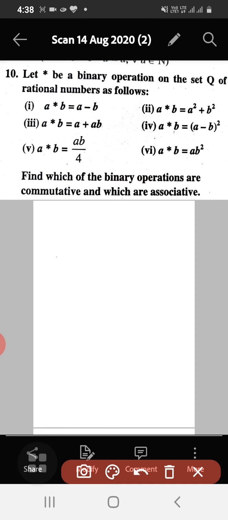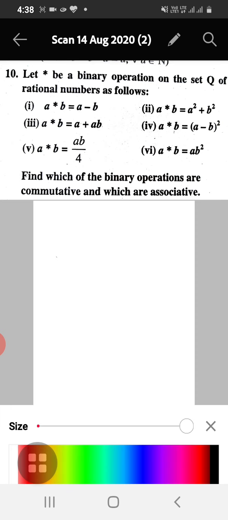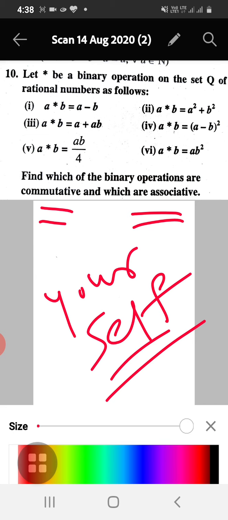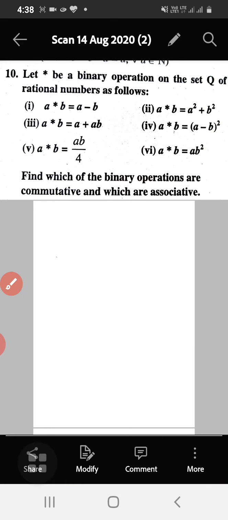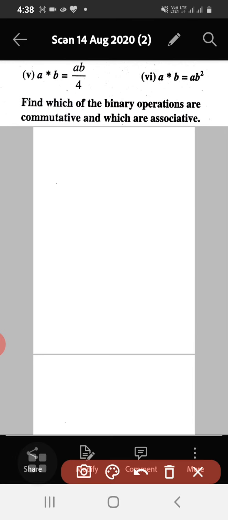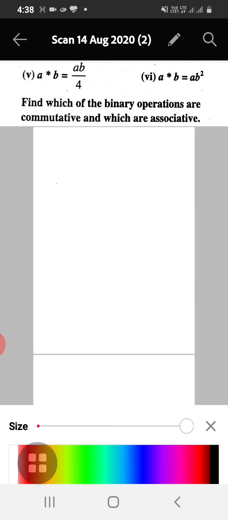Here, find which of the binary operations are commutative and which are associative. So we have to verify only two properties, commutative and associative. Out of these 6 cases, I will solve some of the cases here. The remaining cases you have to solve yourself. Consider those problems as homework and write neatly in your notebook. Okay, let's quickly go through the examples here. I will consider the fifth problem and verify the commutative property.